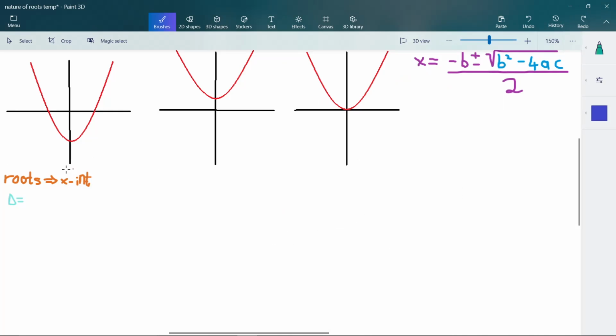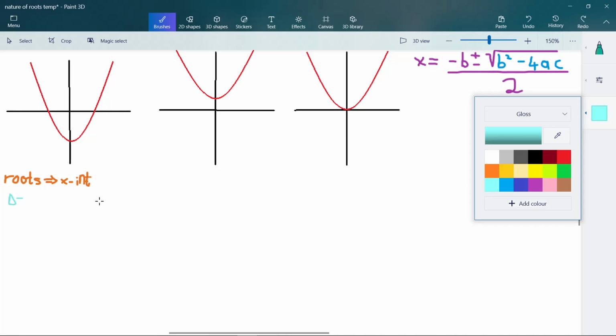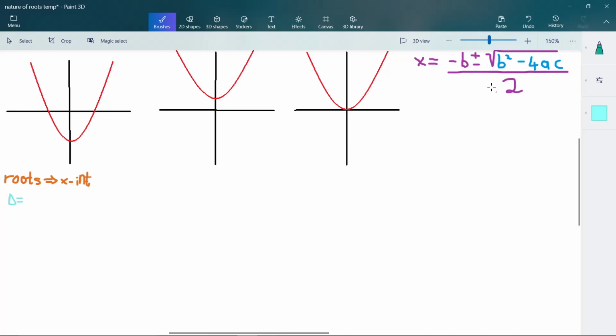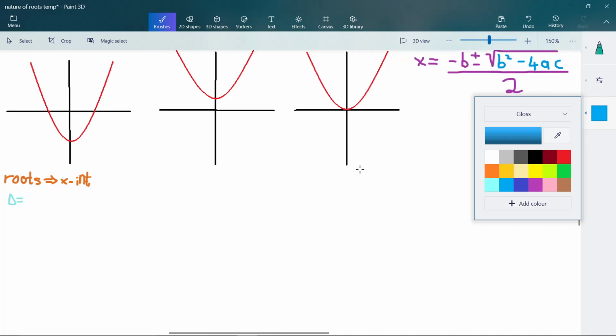So today we are going to talk about the nature of the roots. First of all, we need to explain what roots are. Roots are just the x-intercepts of a quadratic function. Like this one here is a root, and this is also a root. But this function has no root because it does not cross the x-axis. Because we are looking for roots, what is a better way to find those roots than to use the quadratic formula? So we are going to use the quadratic formula to determine the roots.